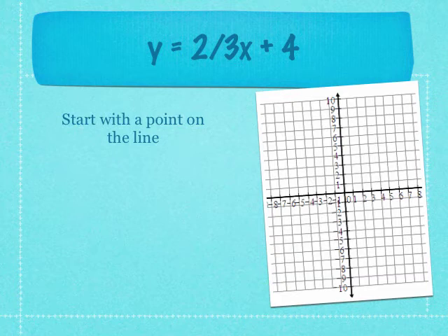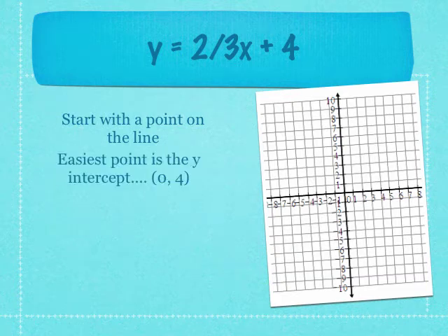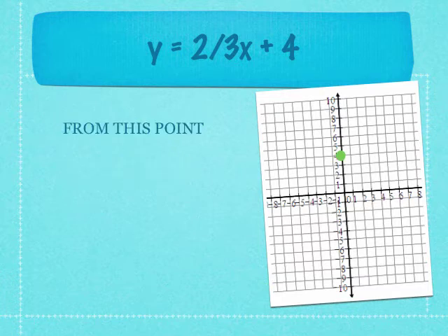So how do I graph? I start with a point on the line. Now the easiest point is the y-intercept. It's not the only point. There are infinite points on the line. You can start with any point on the line. So you're going to go to 0, 4, and we're going to start there. There he is. All right, so we got our y-intercept graphed.